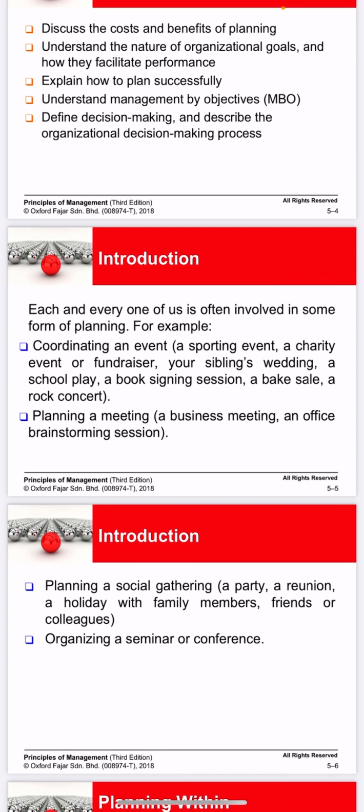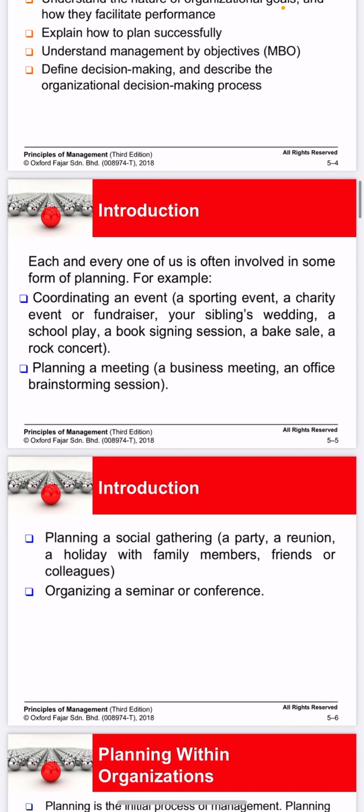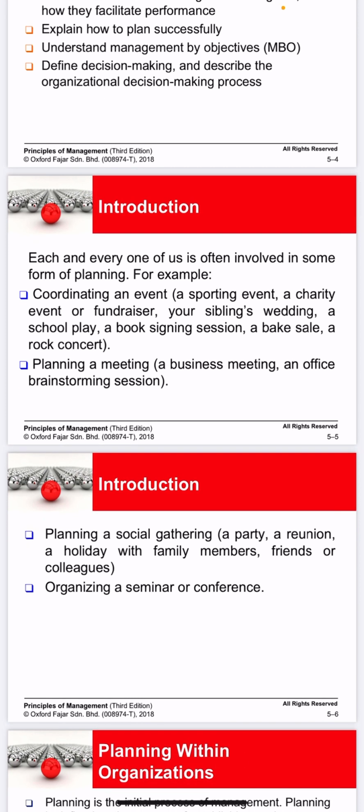Every day we are involved in the process of decision making and planning. For example, coordinating a program, event, sporting event, fundraiser, maybe your sibling's wedding. While you were still in school, you organized a teachers' day, so that is some sort of planning. It needs planning a meeting, a business meeting and an office brainstorming session. So basically we cannot run from the process of planning and decision making.